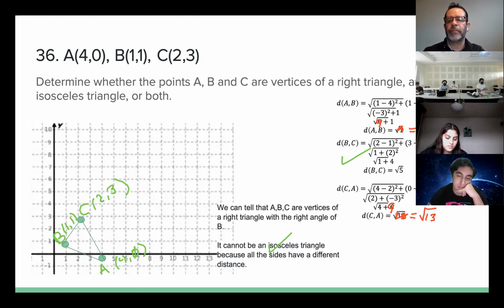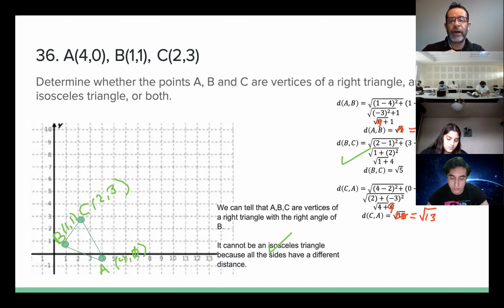Are we okay up to that point? Just double check the other one. 2 minus 1, that's right. Okay. So now we've got square root of 10, square root of 13, and square root of 5. Now, the affirmation that we have in the bottom, it's not an isosceles triangle, because for it to be an isosceles triangle, two sides would have to be the same. And that's not happening. All of the sides are different, right?